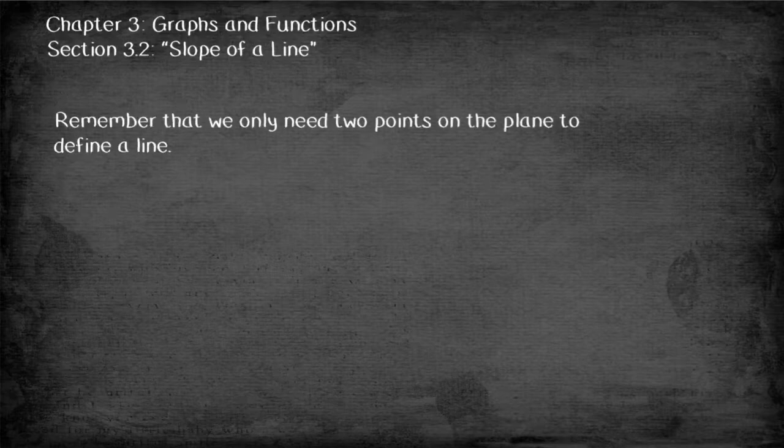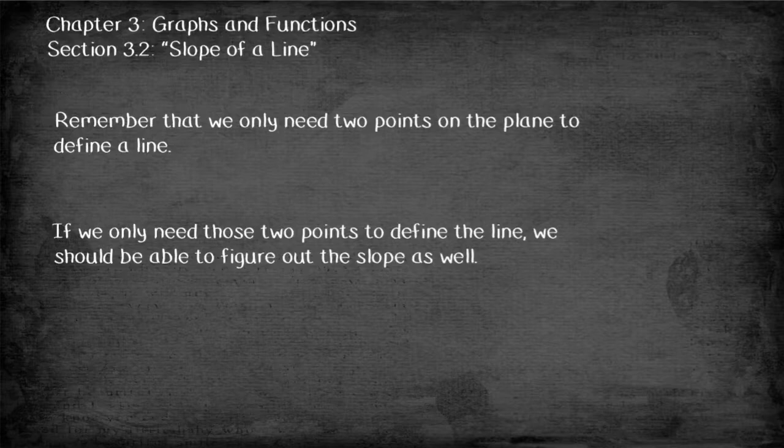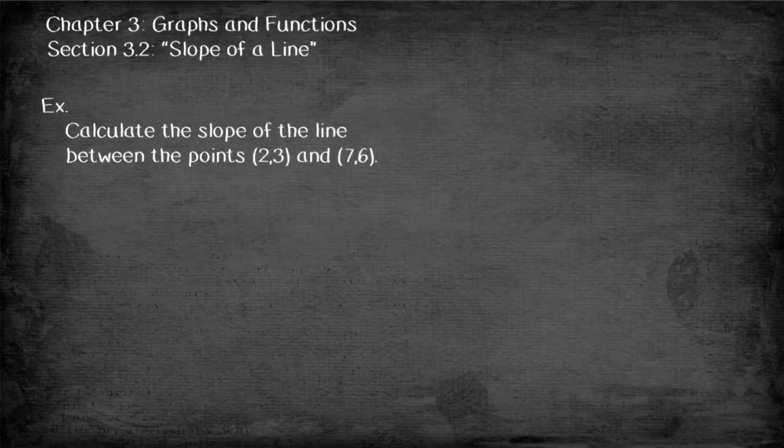So remember from our first method that we only really need 2 points on the plane to define a line. From the plotting points method we would draw 3 just to make sure our work is okay, but really we only need 2 to define a line. If we only need those 2 points to define the entirety of the line, we should be able to use those 2 points to figure out the slope as well. So say we want to calculate the slope of the line between the points (2, 3) and (7, 6).